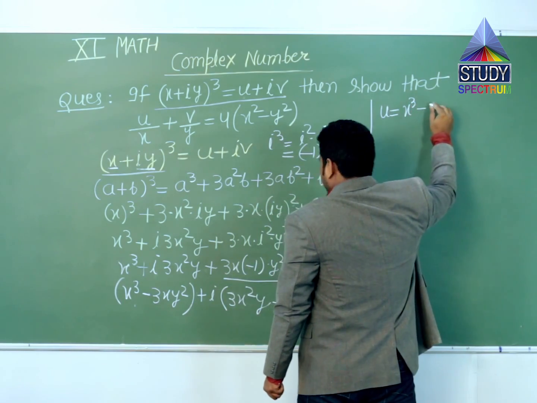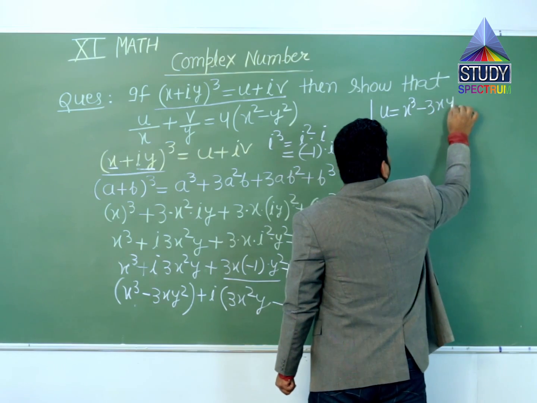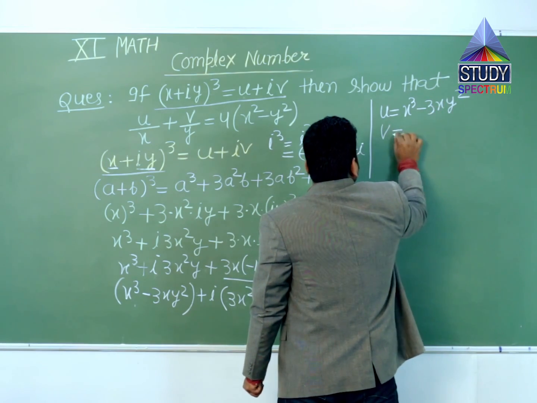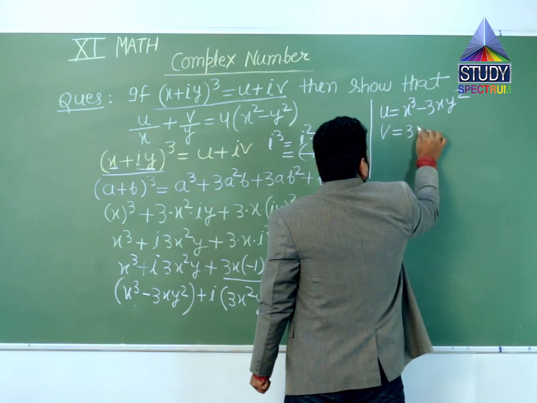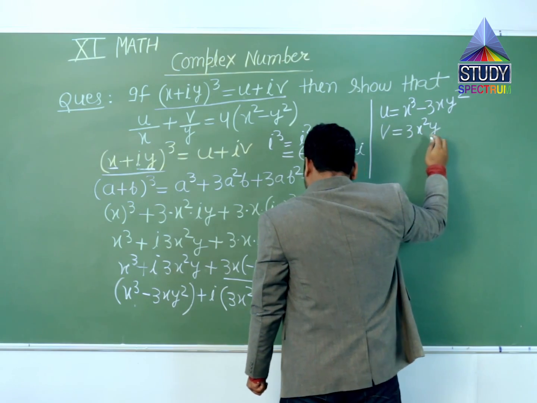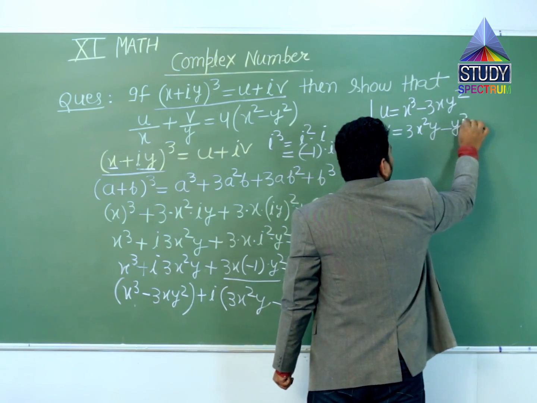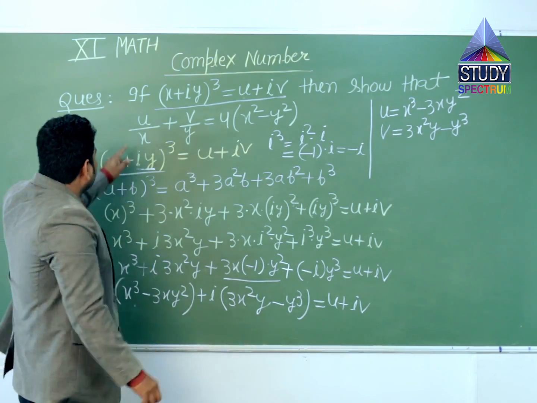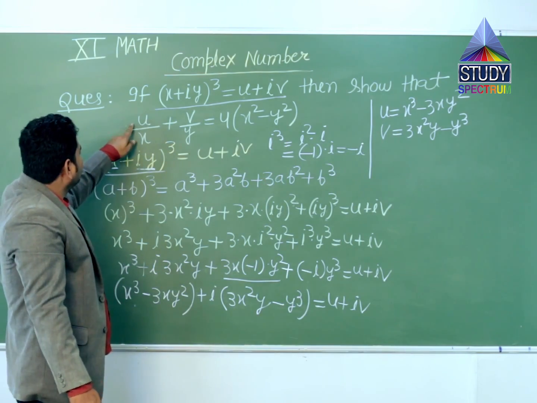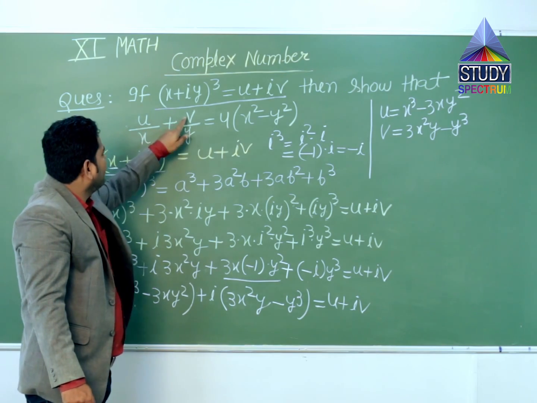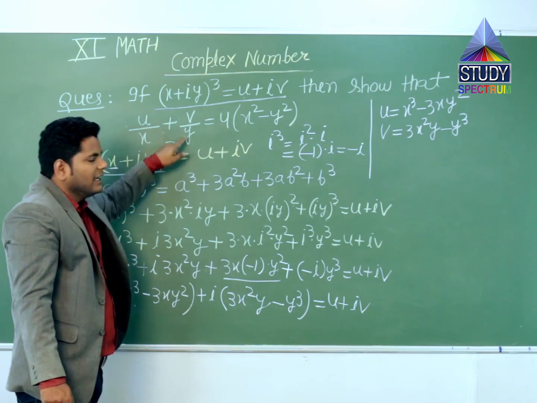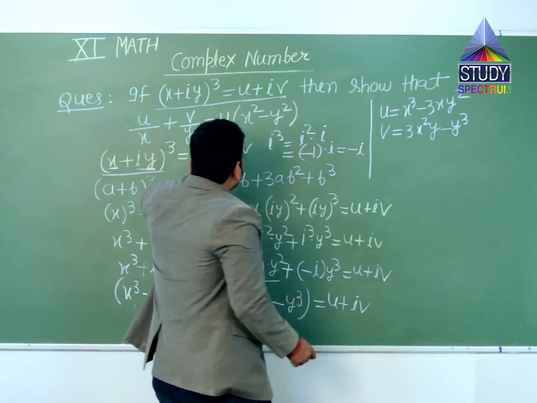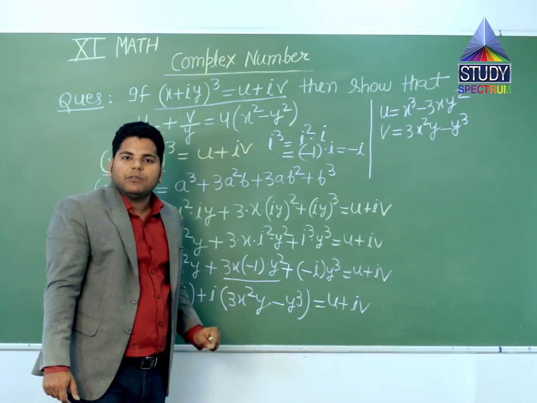x cube minus 3xy square and v equal to 3x square y minus y cube. Okay. Now let's begin with LHS, and we have LHS is u by x plus v by y. Okay. So we have, and RHS is 4 into x square minus y square.